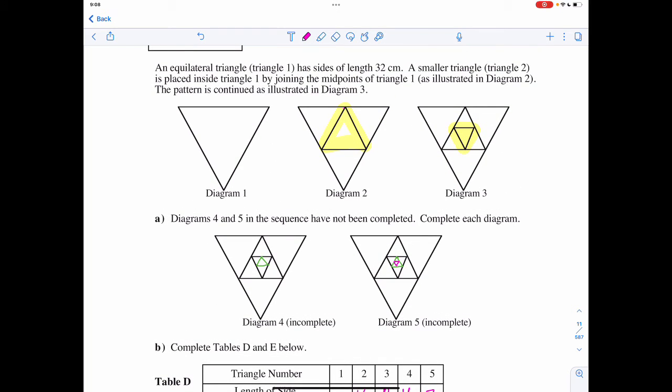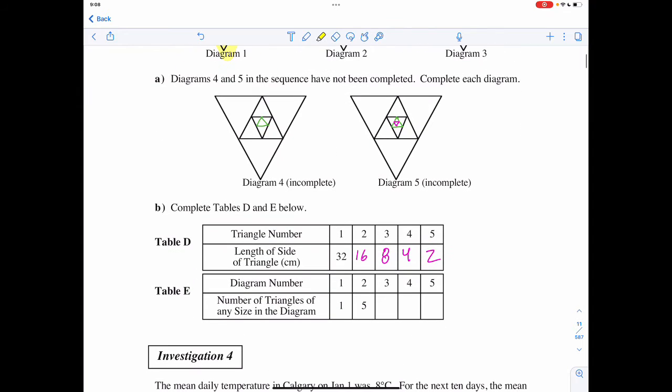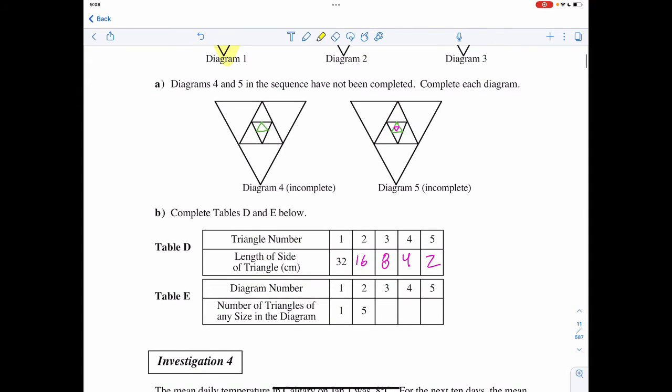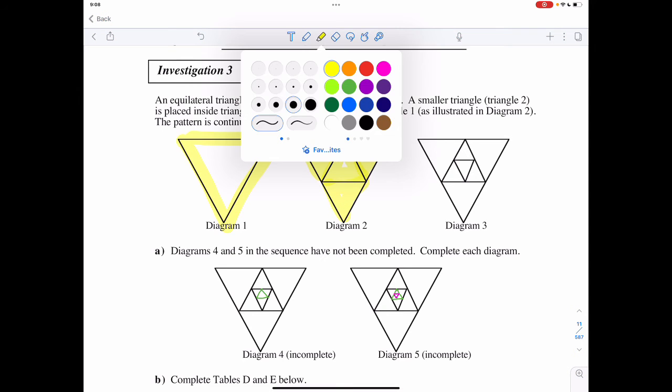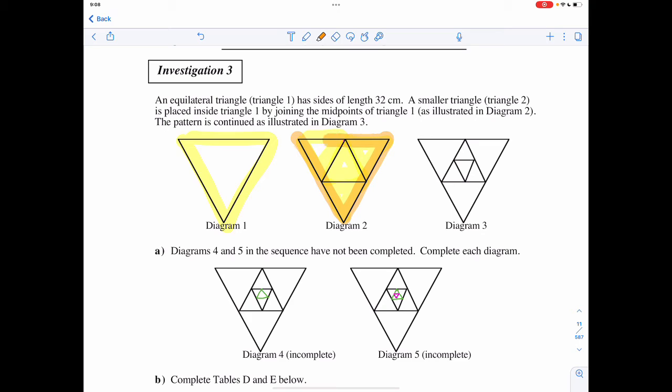When I take a look at the triangles, my original one was very simple. It just had one triangle. The next one, it looks like it has 4 triangles in there, but it actually has 5. I have 1 triangle, 2 triangles, 3 triangles, 4 triangles, and then I still have that big triangle that existed here.